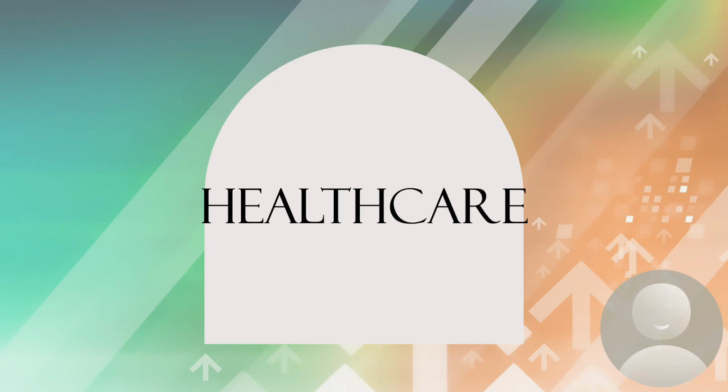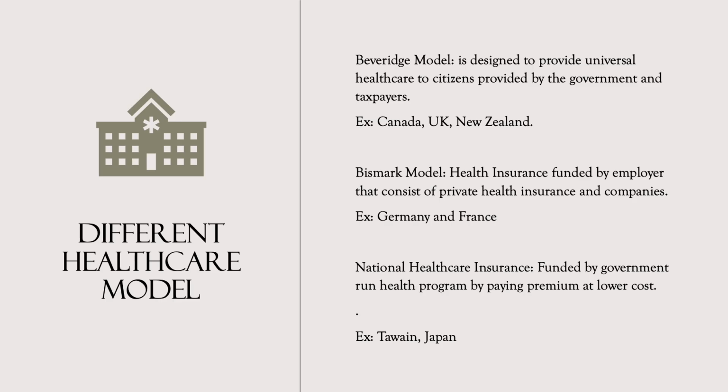Hello, I will be talking about healthcare in the US and comparing it to other countries. Starting off, we will be looking at the Beveridge model, which is designed to provide universal healthcare to citizens and is funded by the government and the taxpayers. Countries like Canada, the UK, and New Zealand have this model, and it has been effective because it promotes equity and citizens are more likely to seek medical help.